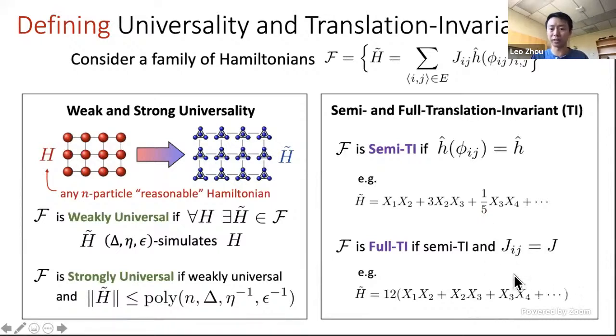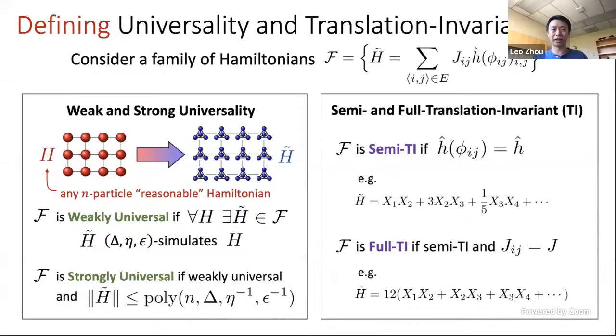If we impose a stronger constraint, that not only the operators are the same, but also the interaction energy is the same, then we say that the family is fully translational invariant. Note that here we only talk about the translational invariance of the Hamiltonian operators. We're not saying anything about the underlying interaction graph. But typically we consider an interaction graph that is regular, like a lattice, for this definition to make sense.